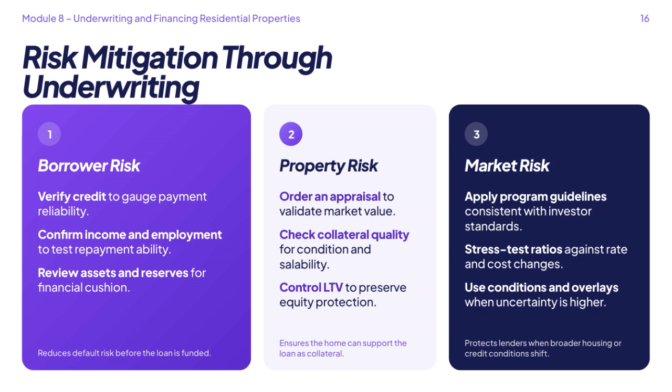Next, property risk focuses on collateral itself. We order an appraisal to confirm the current market value and check the quality of the property to make sure it's in good condition and can be sold if necessary. Managing the loan-to-value ratio helps preserve equity protection, making sure the home can effectively support the loan as collateral.